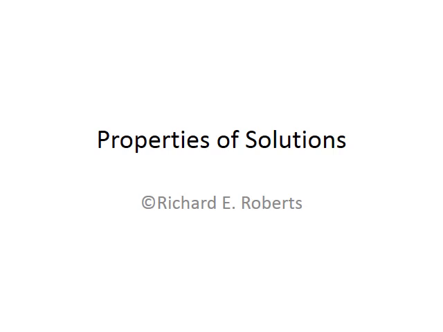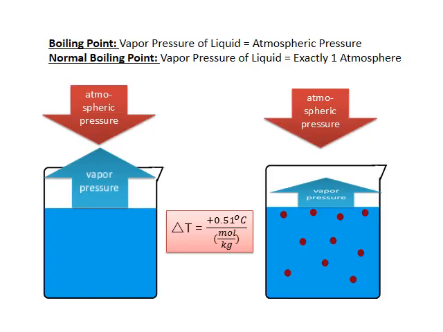This presentation is about some of the properties that solutes give to solutions, and these properties are independent of the identity, for the most part, of the solutes involved. So they're dependent on the number of solute particles, not their identity. One thing to note is that the presence of a solute will change the boiling temperature of a solution.